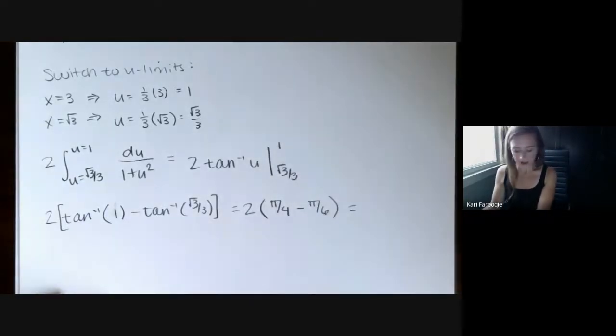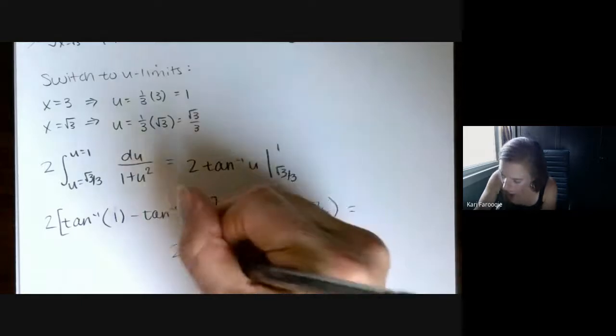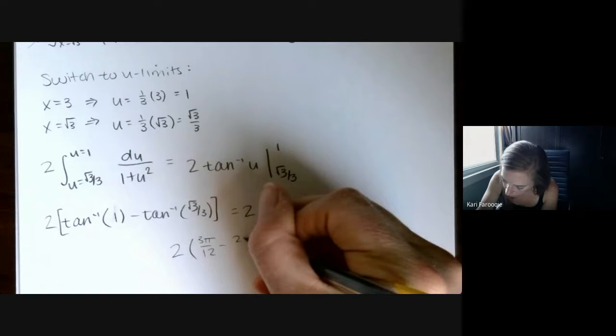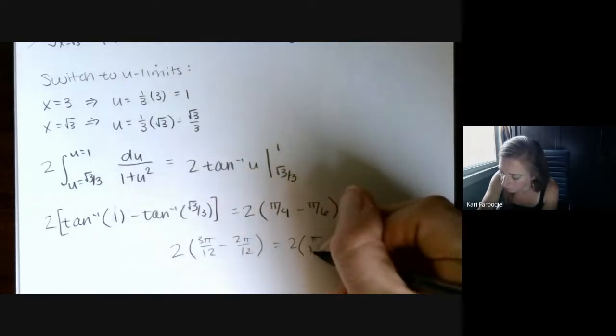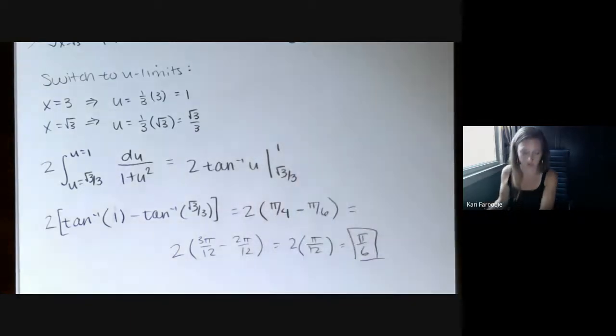And then pi over 4 minus pi over 6 is, let's see, get a common denominator. 3 pi over 12 minus 2 pi over 12 gets you 2 pi over 6.